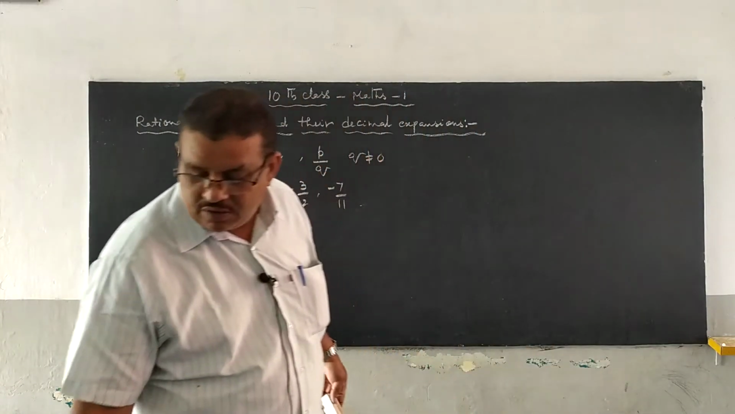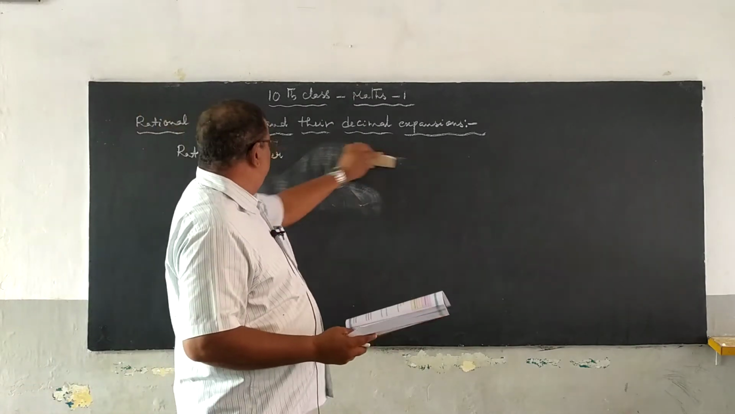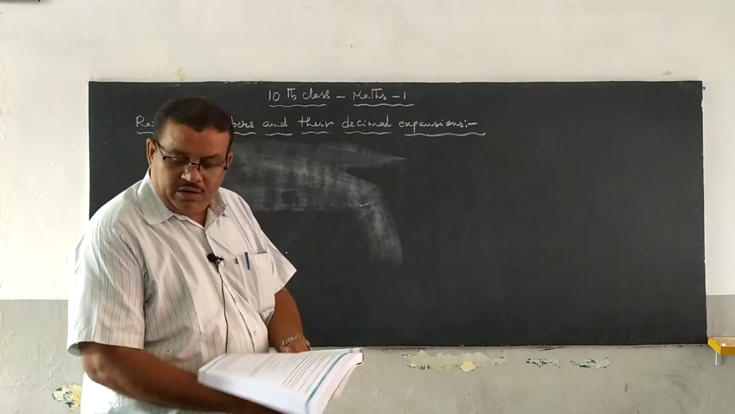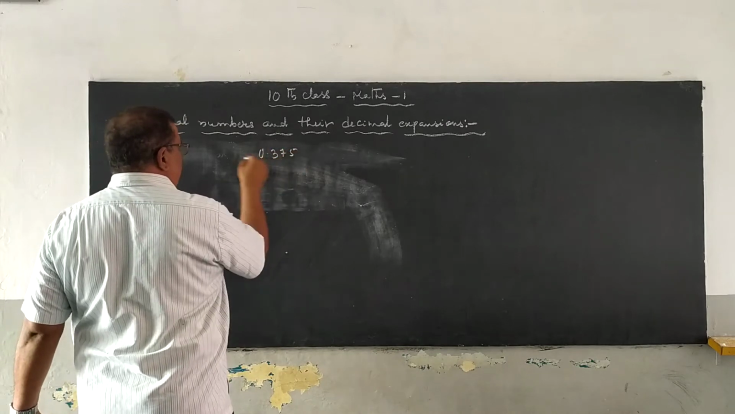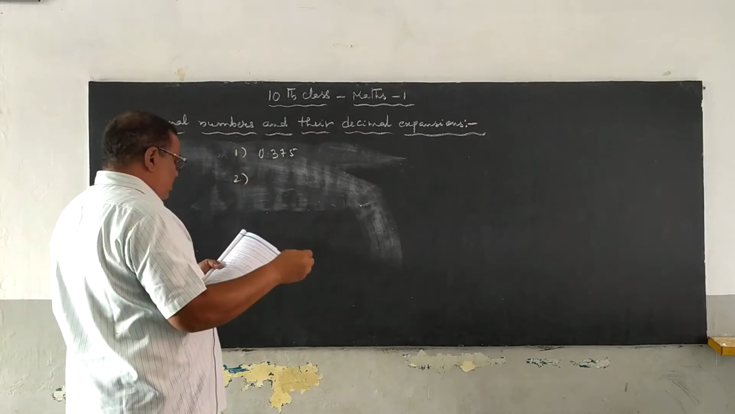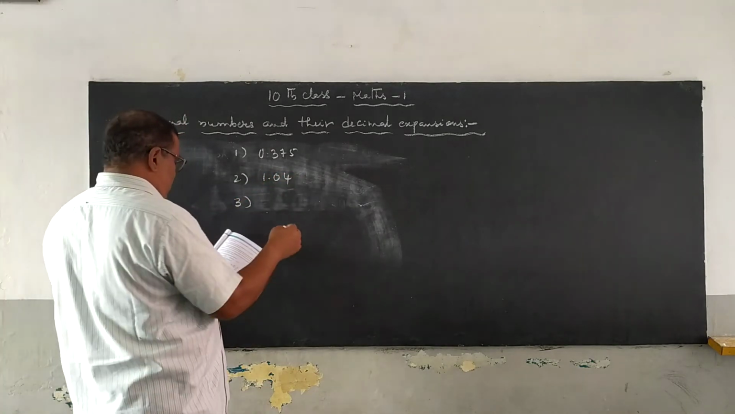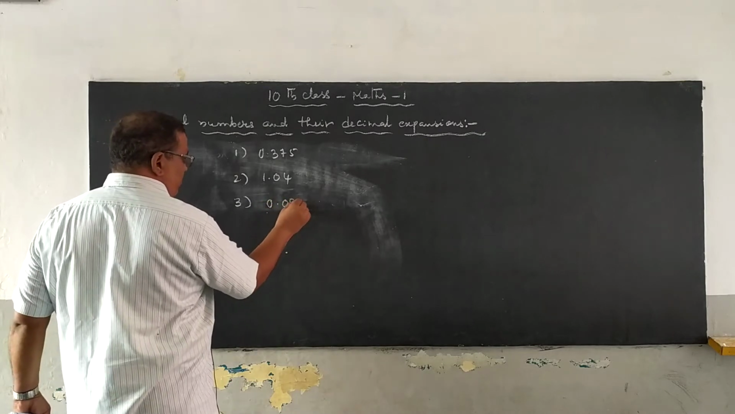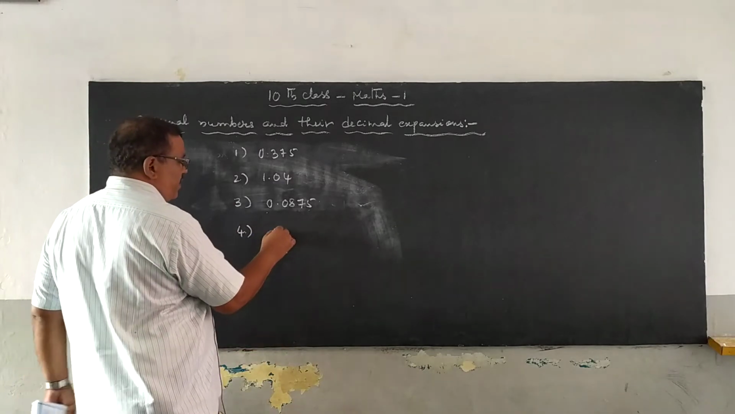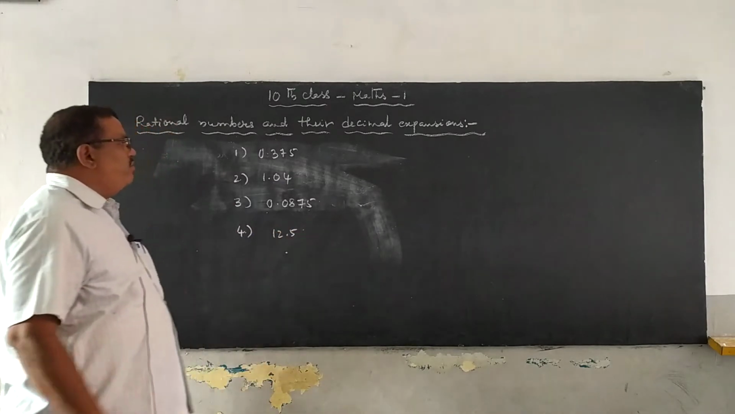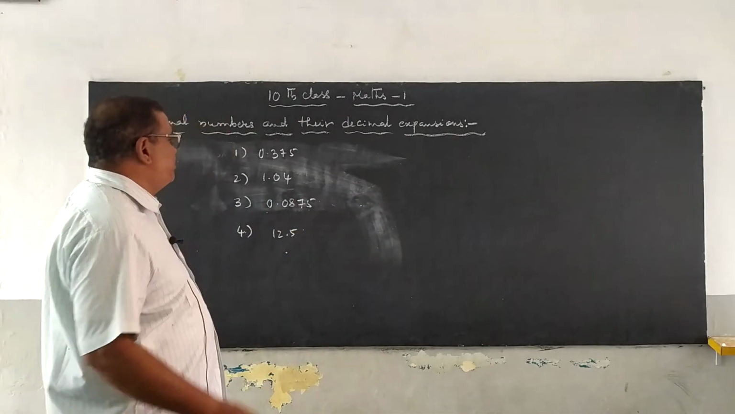Let us see here. The examples are 0.375 first. The second one is 1.04. The third one is 0.0875, and the fourth one is 12.5. So how do we represent these decimal numbers in p by q form? Let us see these ones.